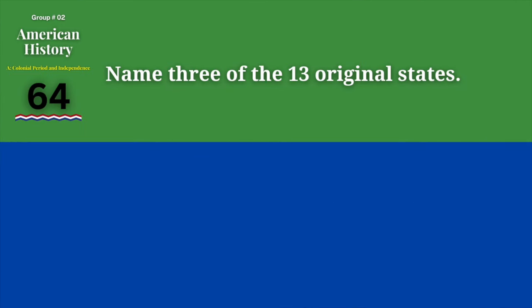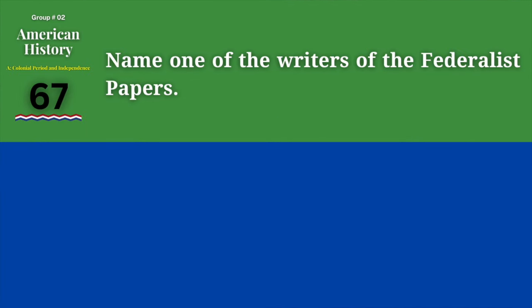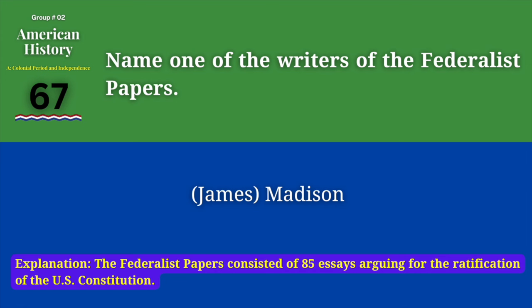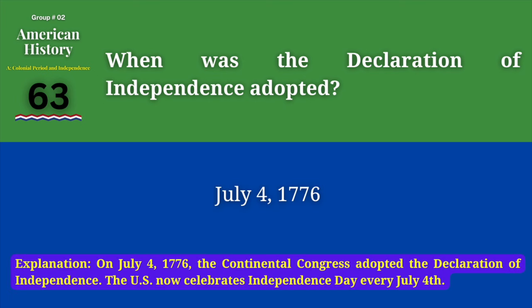Name three of the 13 original states. New York, New Jersey, Pennsylvania. Name one of the writers of the Federalist Papers. James Madison. When was the Declaration of Independence adopted? July 4, 1776.